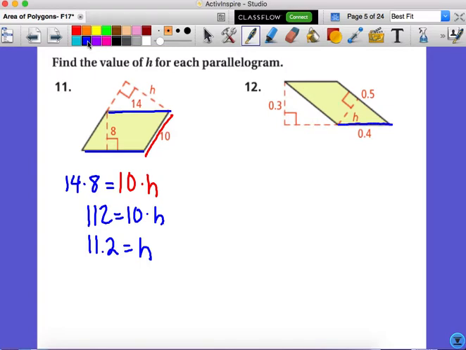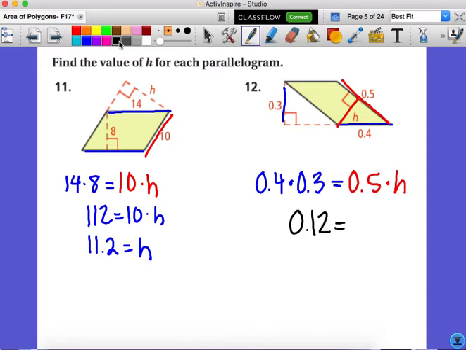So my base is 0.4 times my height of 0.3 should equal this base, 0.5, times this height here, because our area never ever changes. So 0.4 times 0.3 gives me 0.12. My final step is going to be to divide that by 0.5. So 0.12 divided by 0.5 gives me a height of 0.24.